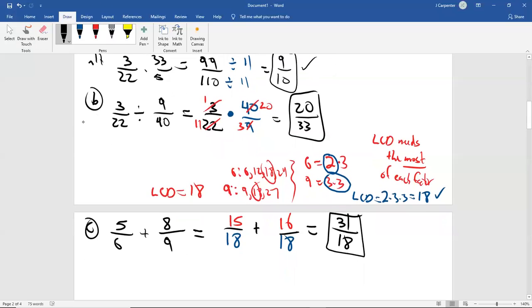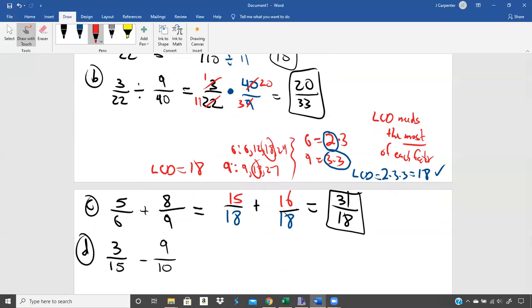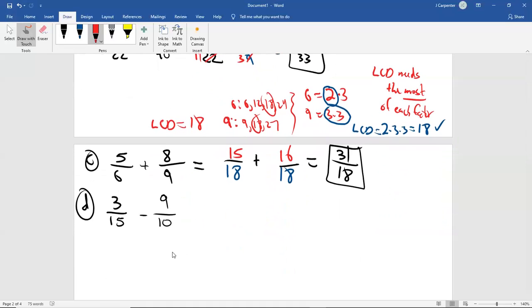All right, let's do another one. Let's do a subtraction. Let's have 3/15 minus 9/10. Well, we got to find an LCD. And I'm going to have to show the work. We'll do it over here.